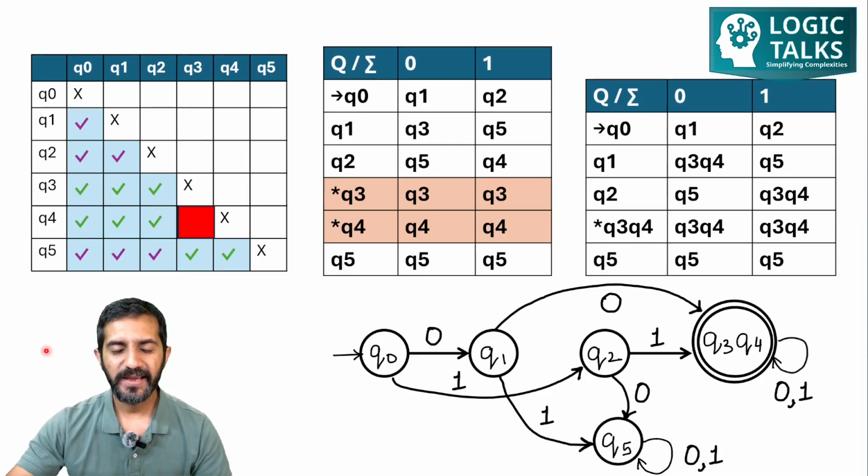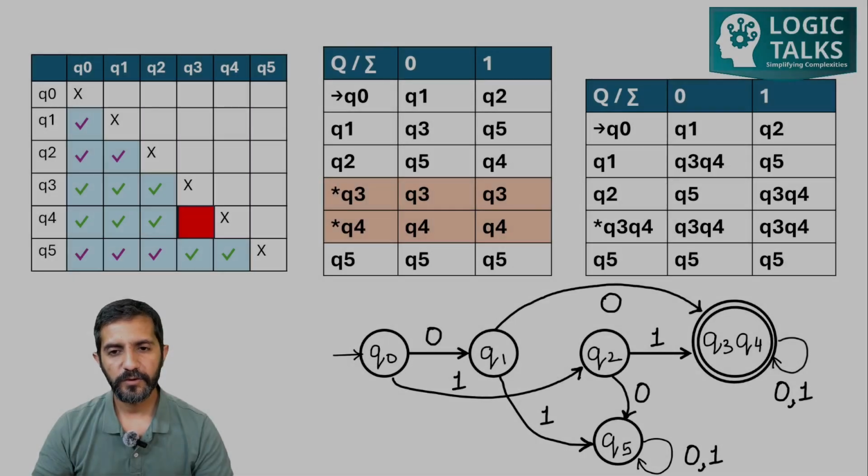So we have used the Myhill-Nerode theorem to minimize the DFA here. So this is our final answer. I hope it is clear to all of you.